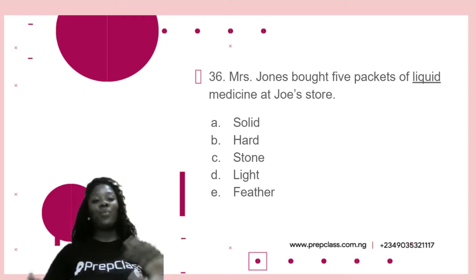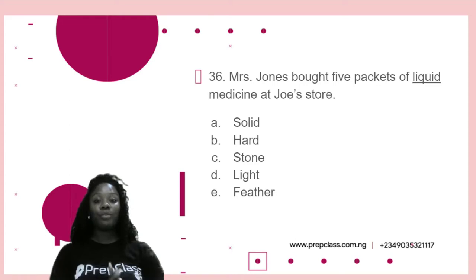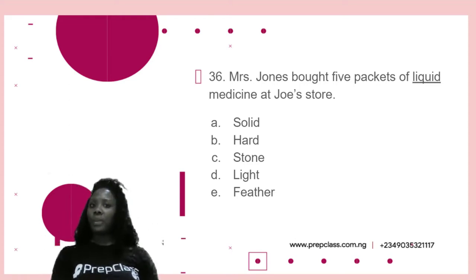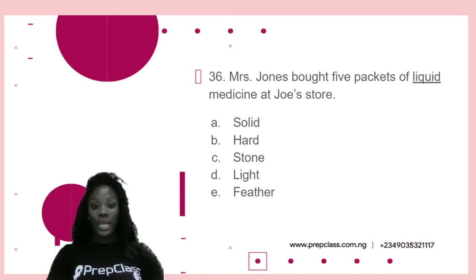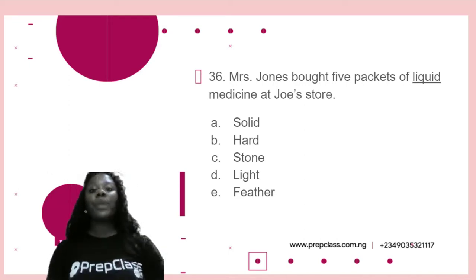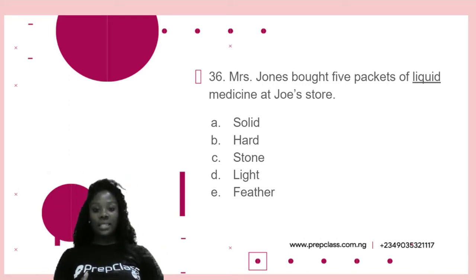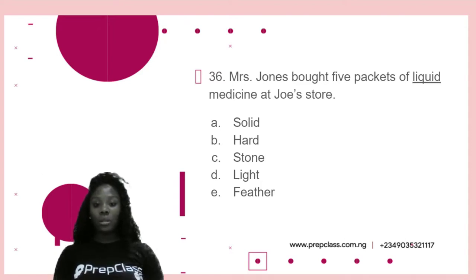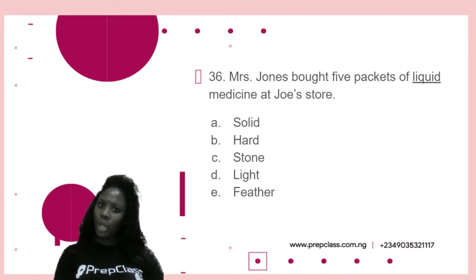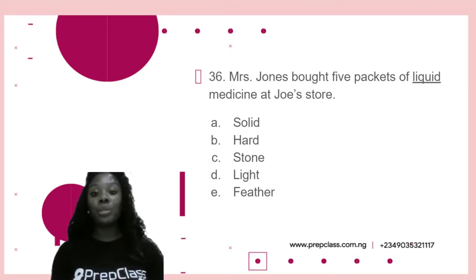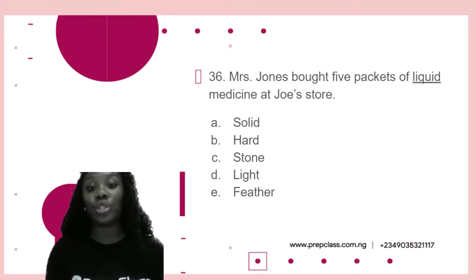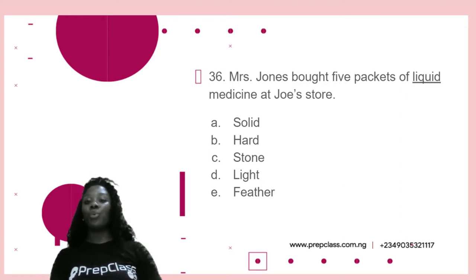Alright, so here we will continue from where we stopped in our last video, which was up to 35. So we're continuing from 36. Question 36 says: Mrs. Jones bought 5 packets of liquid medicine at Joe's store. And the underlined word is liquid.